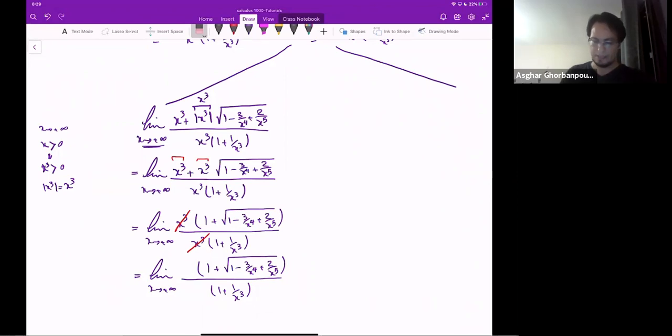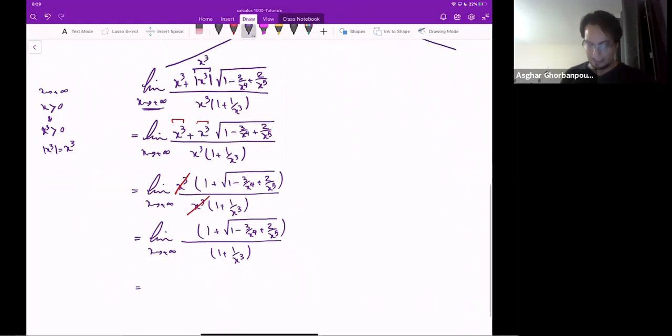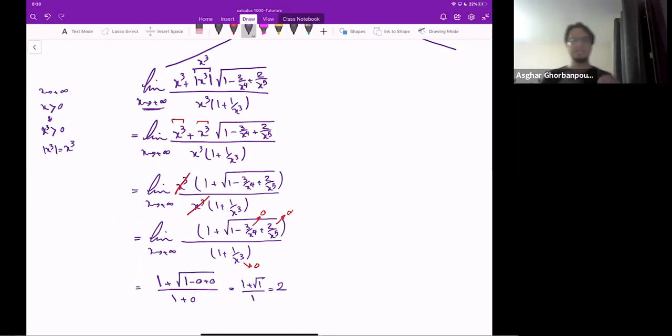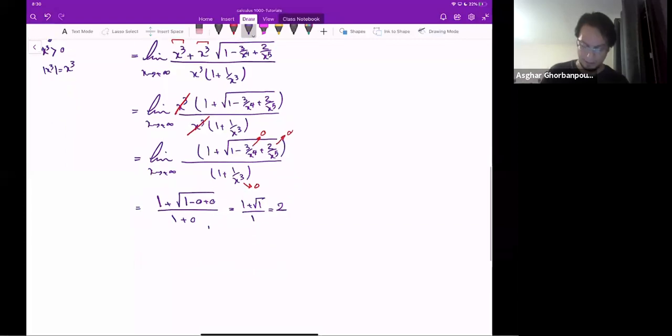to this limit. Now, I know that if the limit at infinity exists, I can apply the limit laws, and that will give me 1 plus the root of 1 minus 0 plus 0. These terms will approach 0, and these terms will approach 0. And in the denominator, I will have 1 plus 0. So that is 1 plus root 1 over 1, and that is 2. The limit of the function as x approaches plus infinity is a number. Right from there, y equals 2 is a horizontal asymptote.